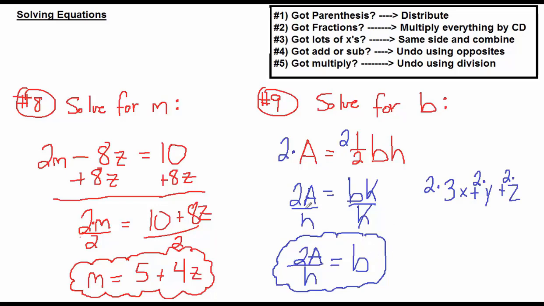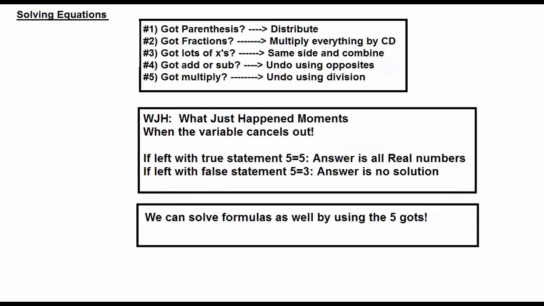Excellent. Nice work with those. In summary, we learned in this video how to solve equations using the 5 GOTS. We also talked about those what just happened moments when you end up with the variable canceling out. In that case, you might get the answer being all real numbers if you're left with a true statement, or no solution if you're left with a false statement. We also learned that you can solve formulas using these same 5 GOTS.